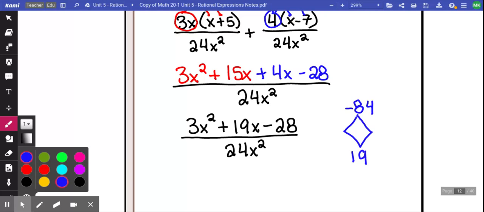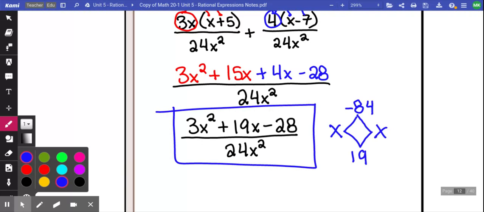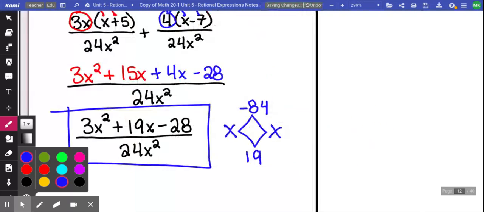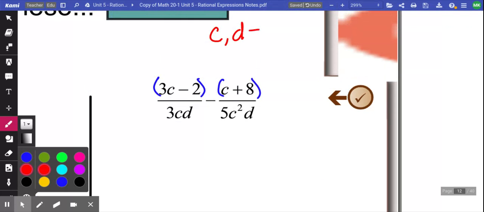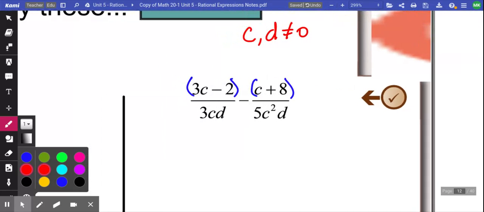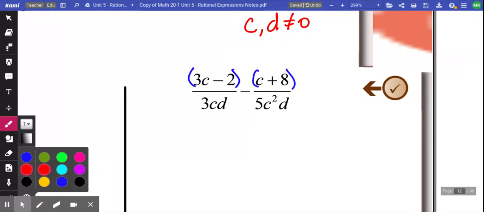84 divided by 8 doesn't work. 84 divided by 9 doesn't work. And I've now tried all my numbers. Nothing can go in these spots. Therefore, this question is complete. Beautiful. This guy. First step, put brackets on things and try to factor. Second step, NPVs. C and D cannot equal 0, or I would be dividing by 0, which is no bueno.